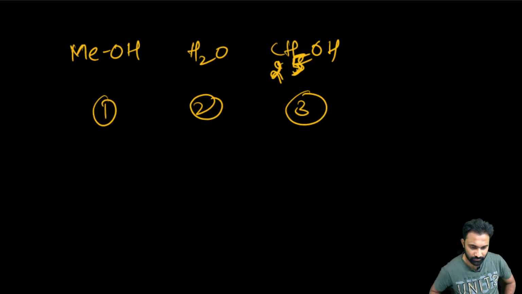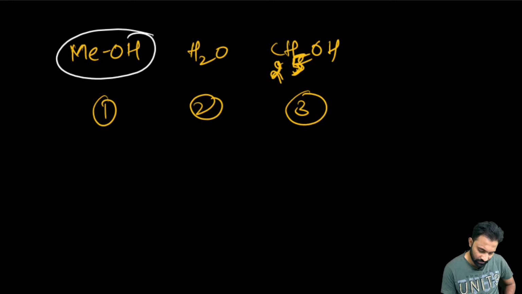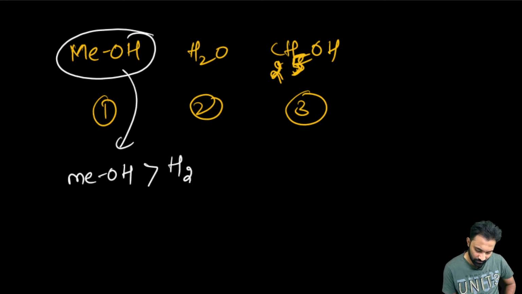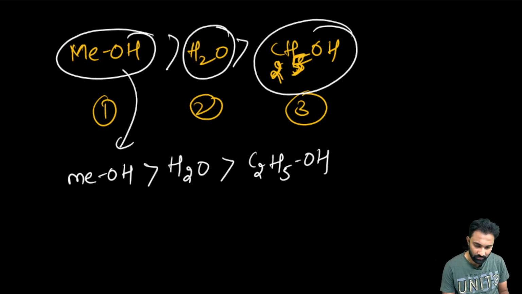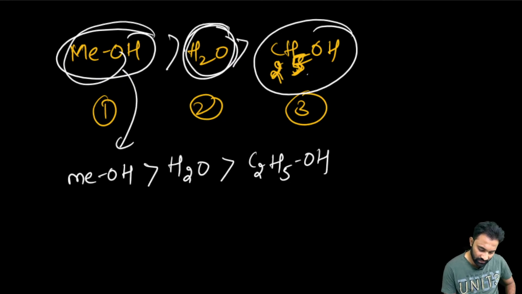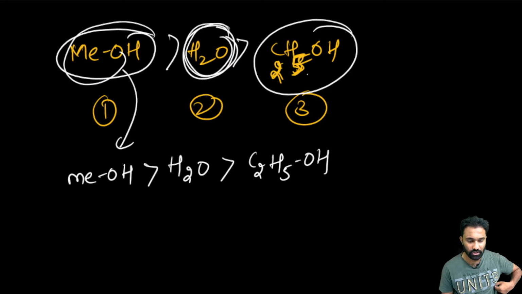Now, experimentally we got to know that methyl alcohol is more acidic than H2O, and H2O is more acidic than ethyl alcohol. This is the order. The order is 1 greater than 2 greater than 3. Between H2O and ethyl alcohol, H2O is higher. But between methyl alcohol and H2O, methyl alcohol is higher. So you have to be very careful with this one.